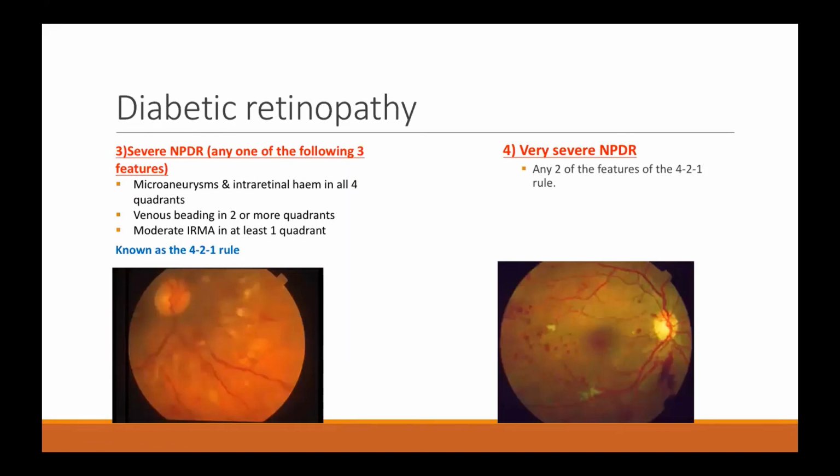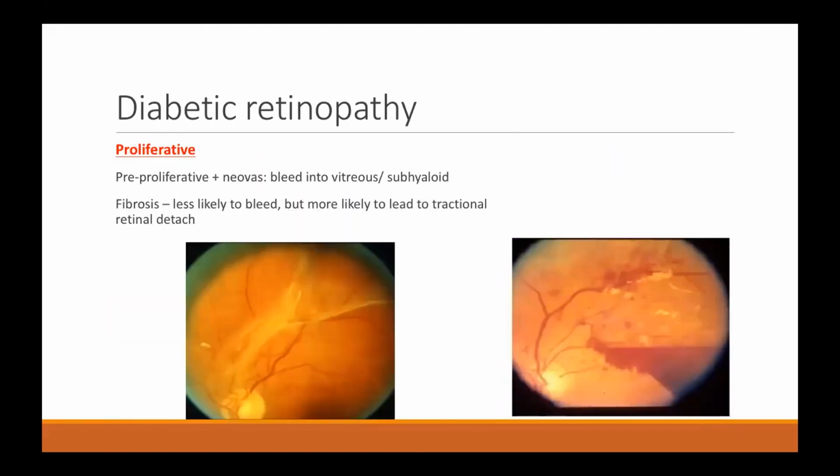And then severe is classed as microaneurysms and intraretinal hemorrhage in all four quadrants, venous beading in two or more, and then intraretinal microvascular abnormalities in at least one quadrant. So this is known as the 4-2-1 rule. And then in very severe, you've got any two of those features. Whereas with proliferative, it can be any of those. And then we've said that you've got the new blood vessels, which are weak and they leak, so they lead to bleeding into that area as well.